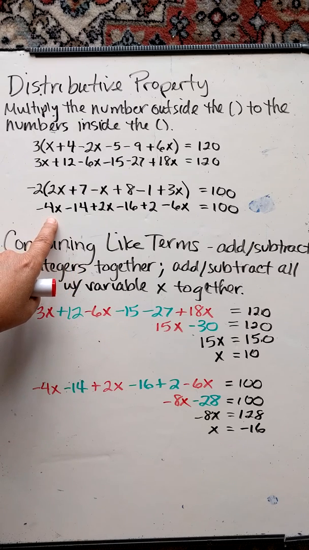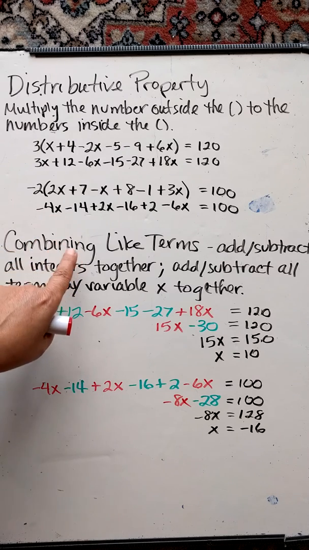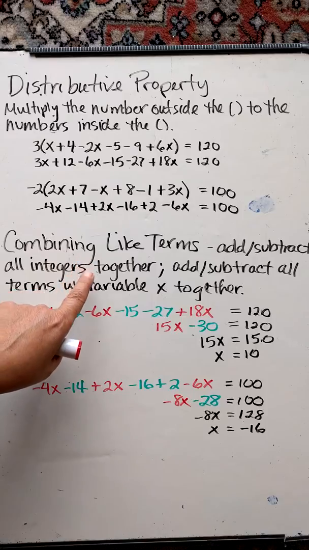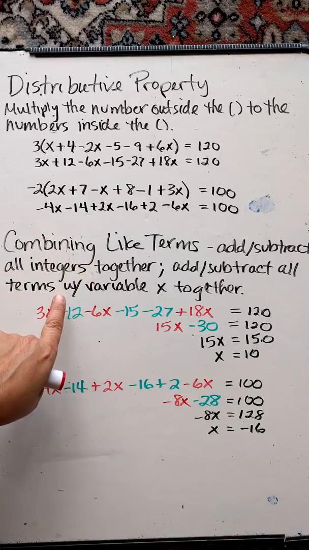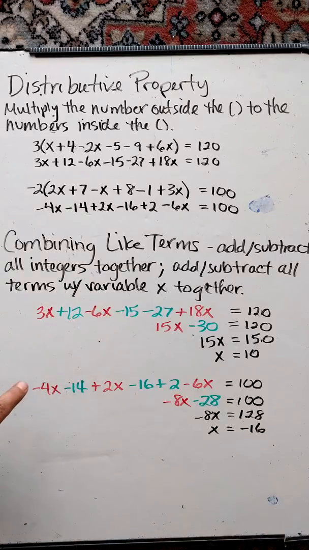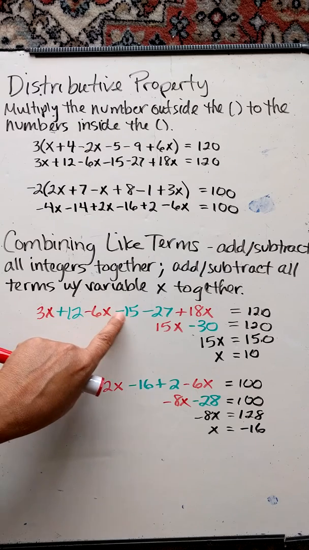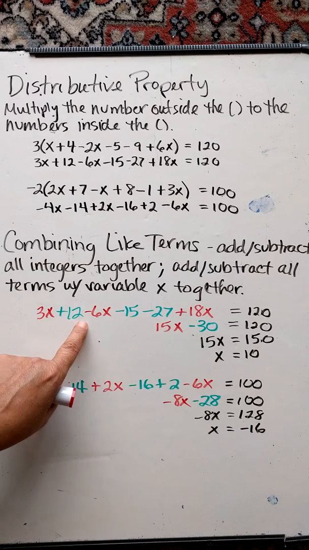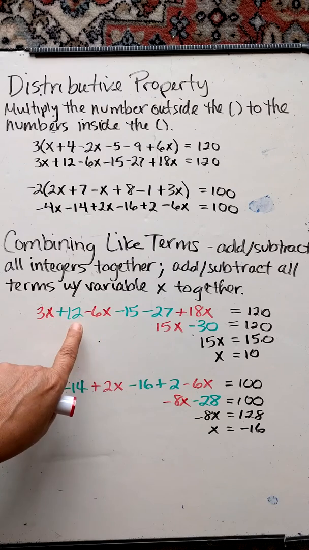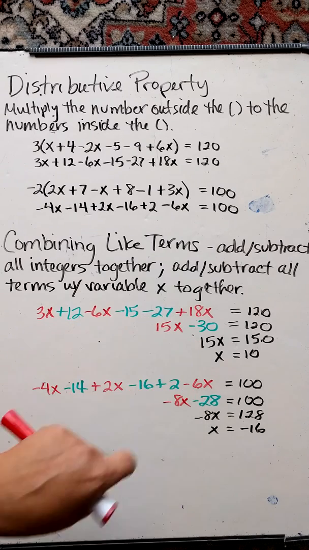So after we have this, the next step, if necessary, is to group all the integers together and group all the terms with a variable x together. So here's our first example. I'm taking this down here, and I've color-coded the terms I'm going to group together. Anything with an x, I group together, and all the other integers, I'll group together.